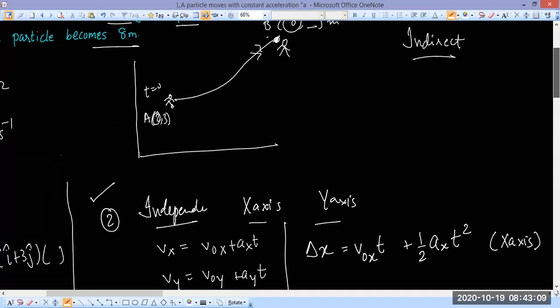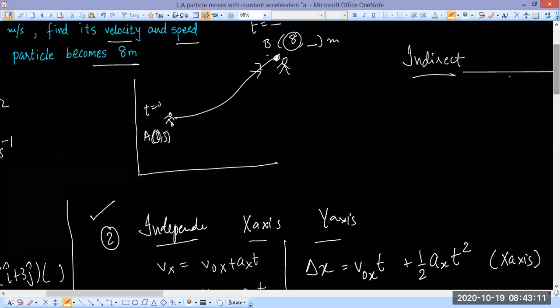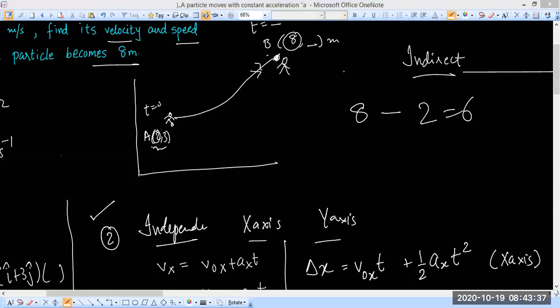So how much is delta x? Tell me, people, look at this diagram. How much is delta x? Say it quickly, don't delay. Don't wait for anyone. You just say your answer as soon as you hear. Delta x is 6. Very good. It is 6. Final x coordinate 8 minus initial x coordinate 2, so 6 comes, right? Okay, all right.